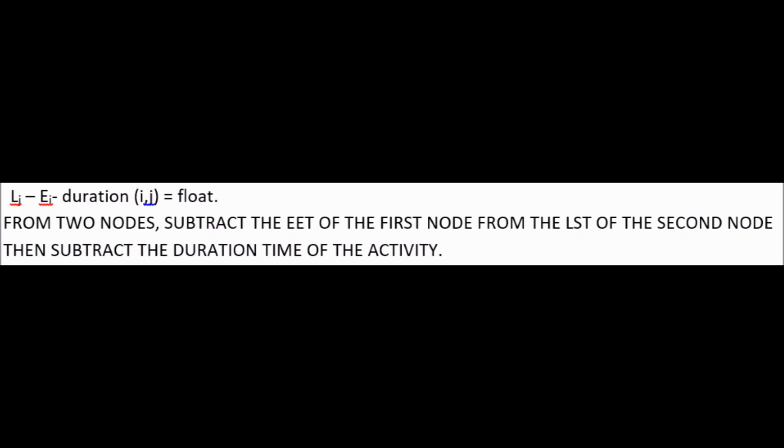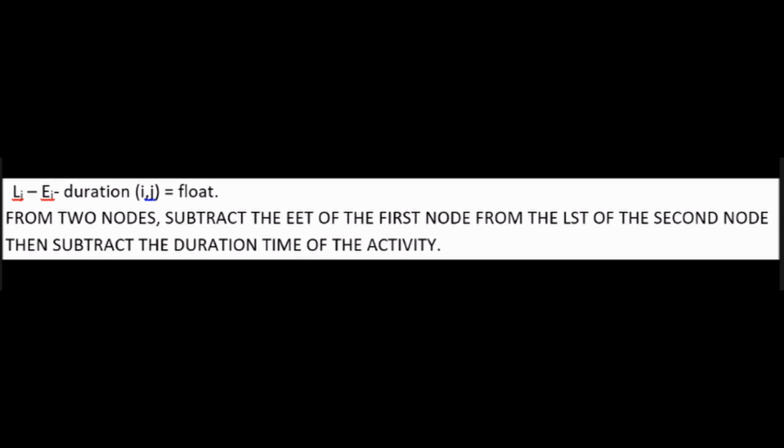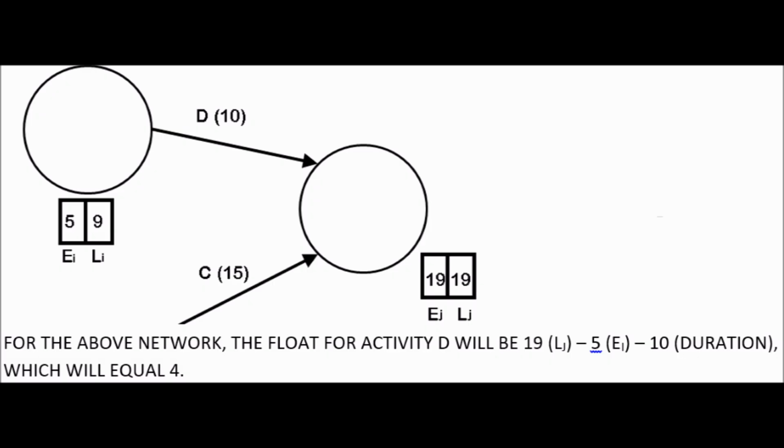LST minus EET minus duration equals float from 2 nodes. Subtract the earliest event time of the first node from the latest start time of the second node, then subtract the duration time of the activity. Example. For the above network, the float for activity D will be 19 minus 5 minus 10, which equals 4.